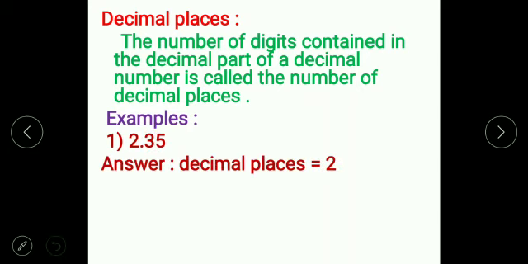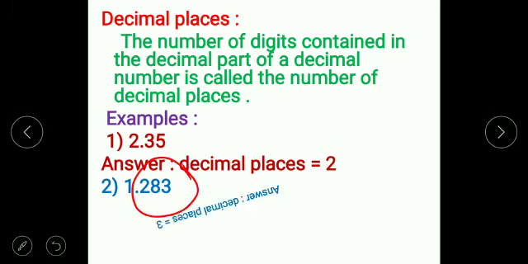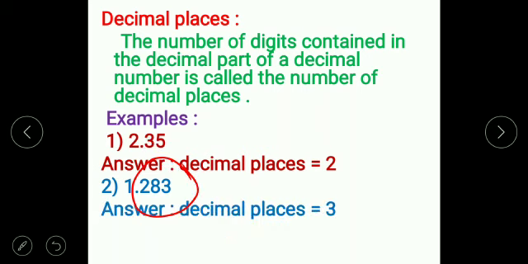So what is the answer here? Decimal places is equal to 2. Now the next one, example number 2, is 1.283. Now count how many digits are after the decimal point, that is 3 digits. So your answer is decimal places equal to 3. This is the concept of decimal places. That means we have to count the digits after the decimal point.